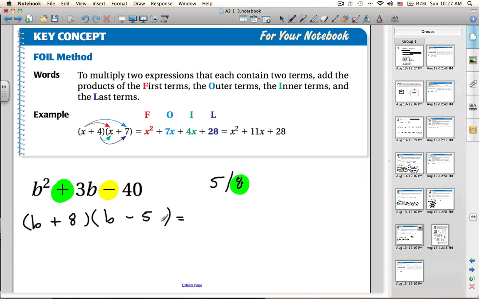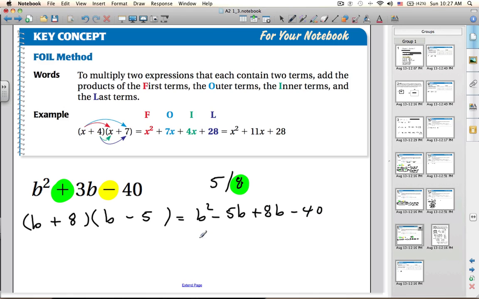So when I go ahead and multiply this out, I'll have b times b is b squared. I'll have b times minus 5 is minus 5b. I'll have 8 times b, that's plus 8b. And I'll have 8 times negative 5, that's minus 40. So I know I'm good. I got my first term, I got my last term.